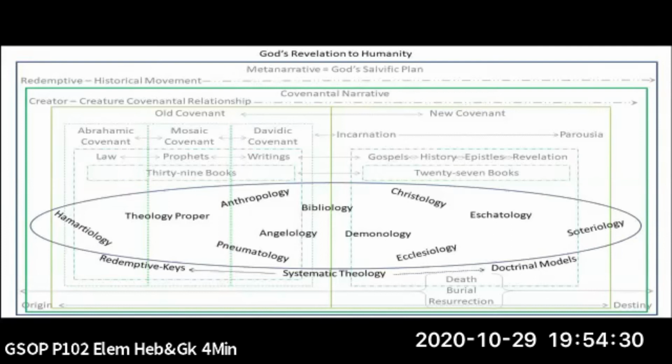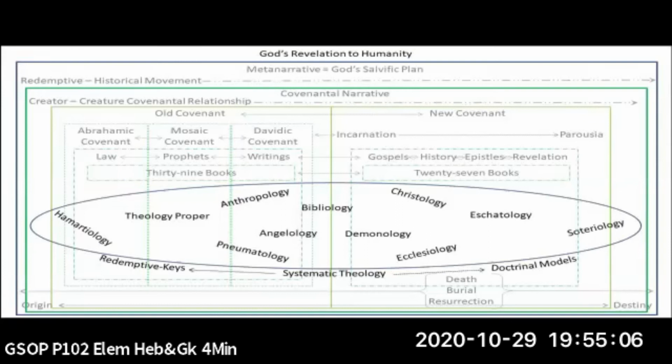And we see in the New Covenant, from incarnation to the parousia, the Gospels, the history, the epistles, the Revelation, and those 27 canonical books. And at the very bottom, the death, burial, and resurrection is depicted in God's redemptive plan in his meta-narrative, all the way across the Old and the New Covenant. And from our origin at creation, in Genesis chapter 1 and 2, to our destiny, which we find throughout the Bible.